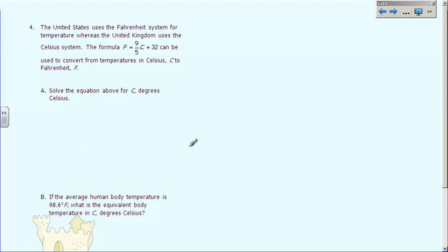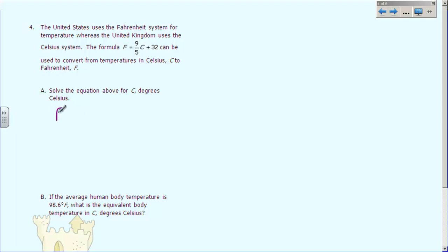Okay, the United States uses the Fahrenheit system for temperature, whereas the United Kingdom uses the Celsius system. It's just like we use the standard measurement system. Everyone else uses the metric. Same thing. So the formula F equals 9/5 C plus 32 is what we use to convert temperatures into Celsius from Fahrenheit, or vice versa. Okay, so if I have a Celsius temperature, I plug it into here and get the Fahrenheit temperature. So the first thing they want us to do is solve that equation for C for Celsius.